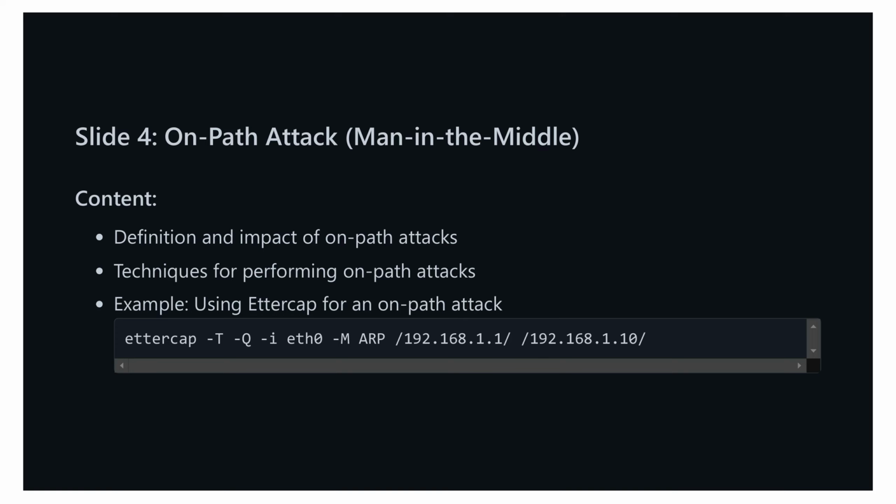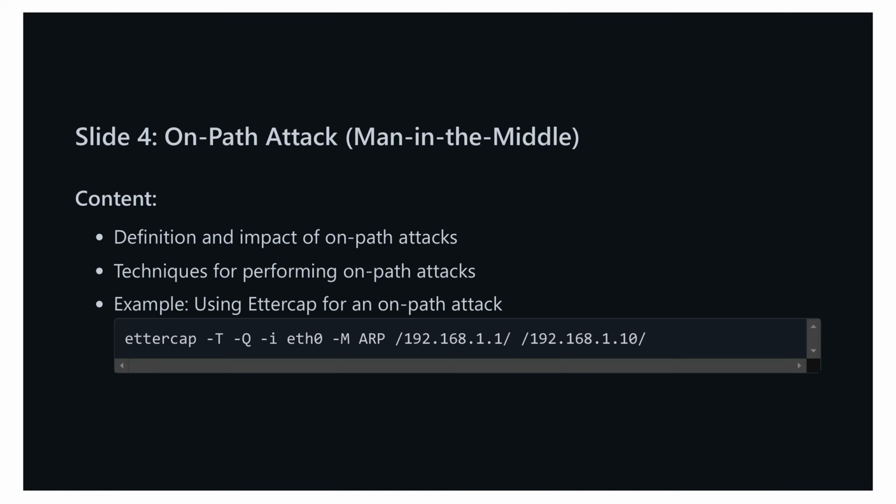For example, we can use Ettercap, a popular network security tool, to execute an on-path attack through ARP spoofing. The command provided here, ettercap -T -q -i eth0 -M arp /192.168.1.1// /192.168.1.10//. This command tells Ettercap to target the devices with IP addresses 192.168.1.1 and 192.168.1.10 on the network interface eth0. This type of attack can effectively intercept and manipulate data between these two devices.